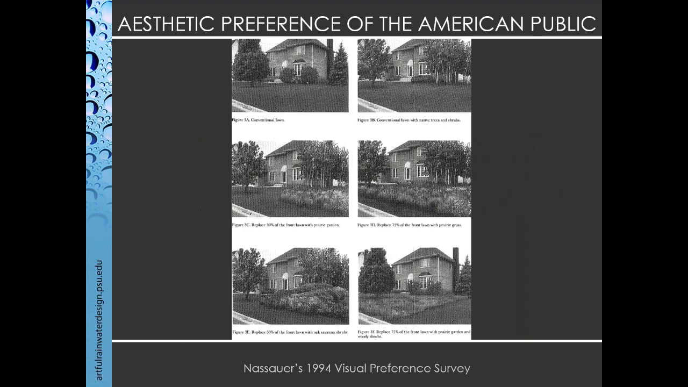So Joan undertook a study where she did early photo renderings of a house with all sorts of different plantings. And, it was a question of, well, which would people prefer? And no big surprise. The number one preference was for the one that was totally mowed and neat.